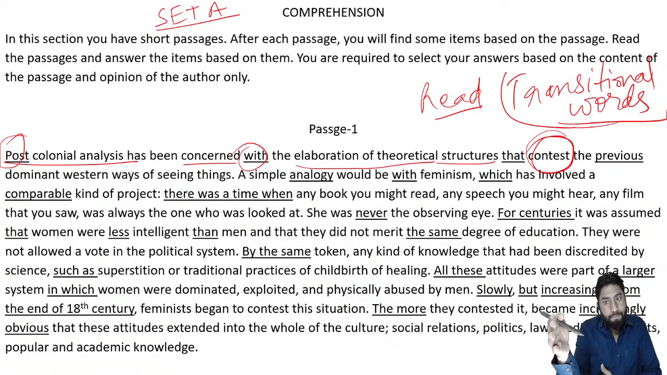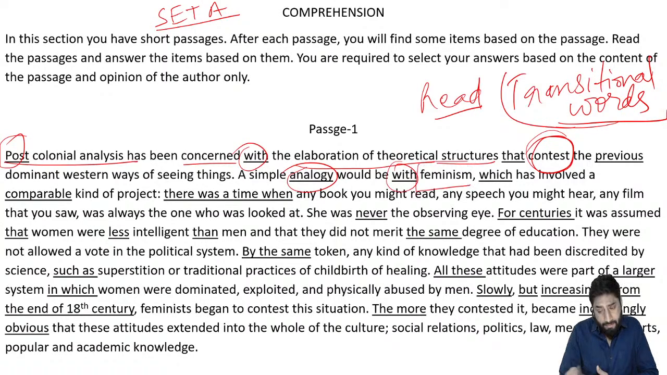There were the Western beliefs on many things, even on colonizing other countries, colonization पे भी उनका अपना अलग मानना था. We are actually civilizing these countries, they are not civilized. So we went there and brought some kind of civilization, and we civilized the masses. That's what they believed. There were many beliefs of that kind. Anyway, so वही कह रहे हैं कि contest the previous dominant Western ways of seeing things. A simple analogy, example, similarity. That's what they're saying. A simple analogy would be with feminism.